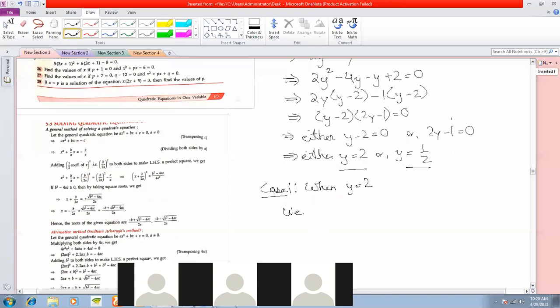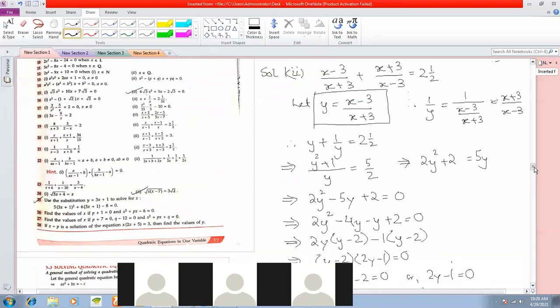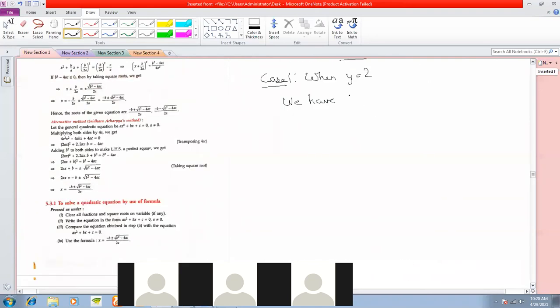So we have, what had we taken y as? We had taken y as (x minus 3) by (x plus 3). So y is equal to (x minus 3) by (x plus 3). Now you put the value, because the value of y here in this case is 2. 2 is equal to (x minus 3) by (x plus 3).